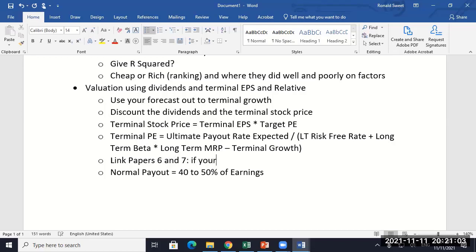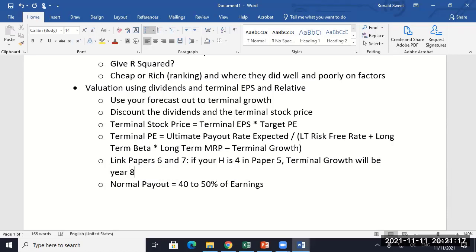So if your H is 4 in paper 5, then where's your terminal growth going to be? It'd be your H, right? So be somewhat consistent there, which means if you have high growth rates and your H is 4, you better see those slowly coming down over time to hitting your long-term terminal growth when you hit that 8th year, right? So you're consistent between the two.